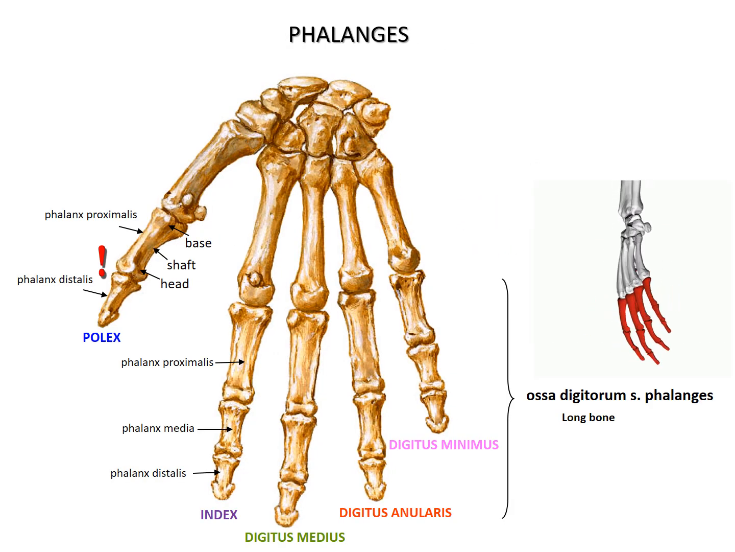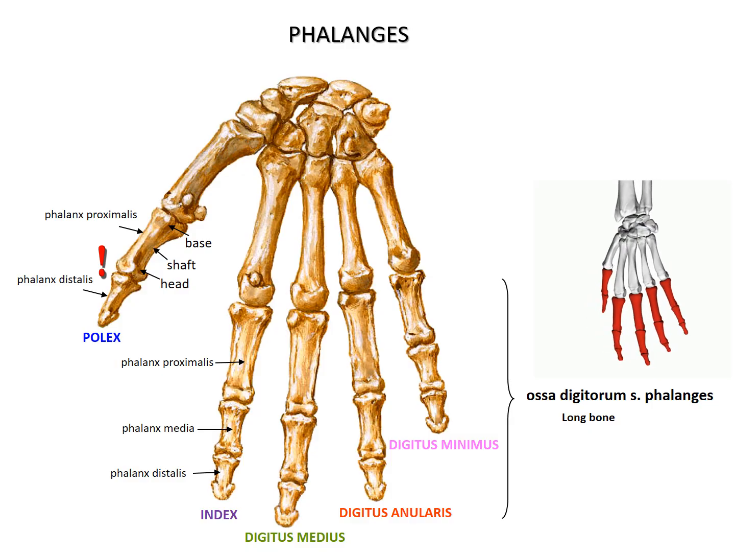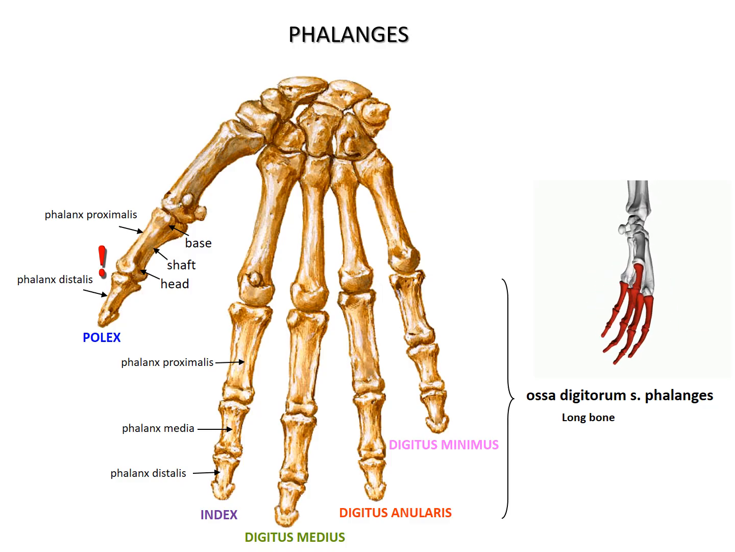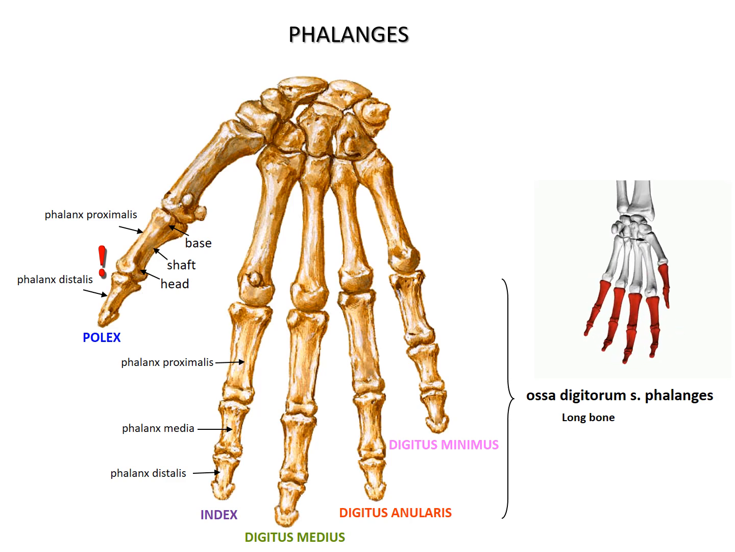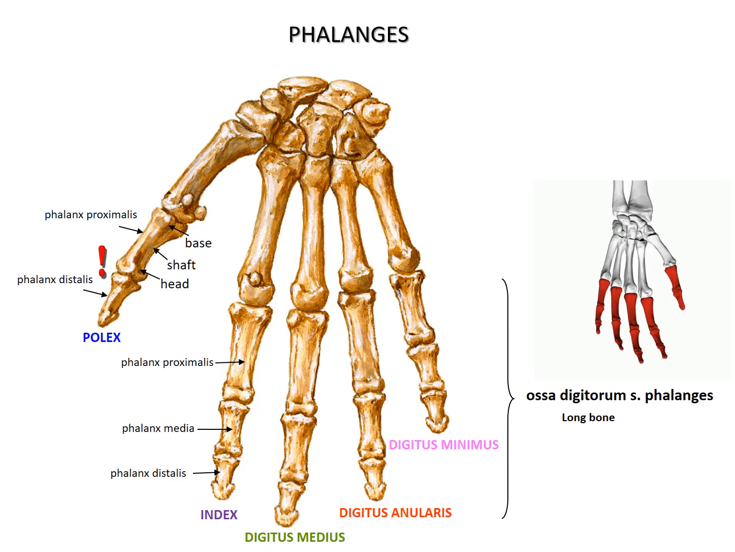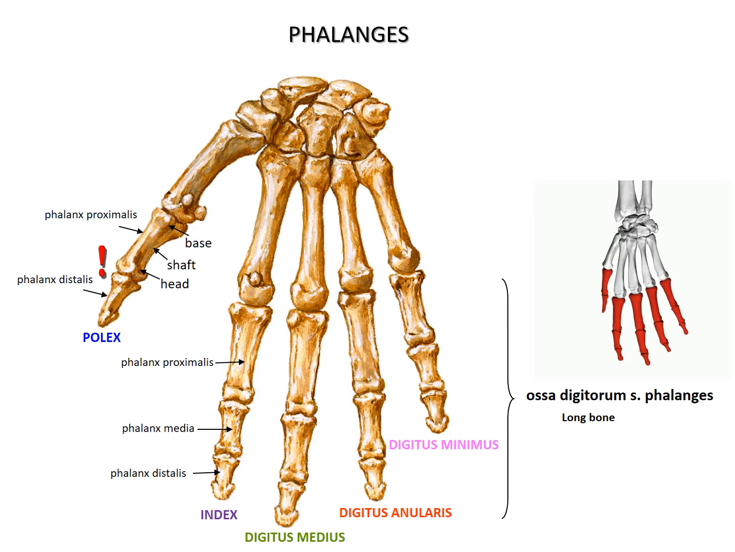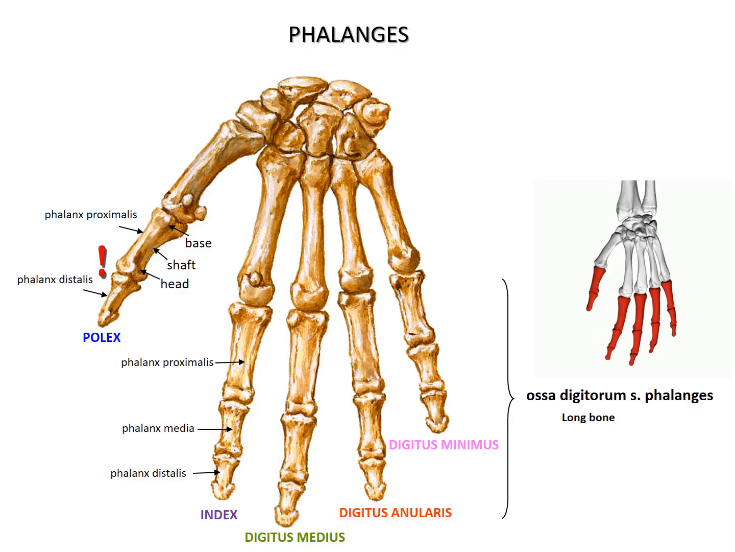There are 14 phalanges in each hand, 2 in the thumb and 3 in each finger. Each phalanx is a long bone and has 3 parts: base or proximal end, head or distal end, and shaft, which extends between the 2 ends. The bases of the proximal phalanges have a concave oval facet for articulation with the heads of the metacarpals. The bases of the middle and distal phalanges possess pulley-shaped articular surfaces. The shaft tapers towards the head.